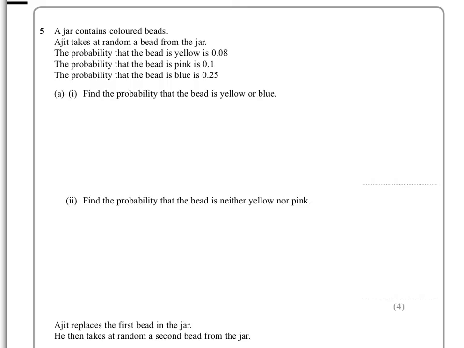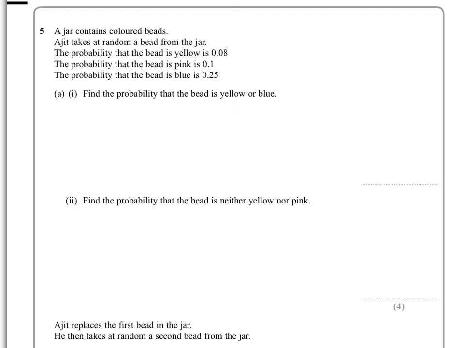In question 5, we're told that there's a jar that contains coloured beads, and that when Ajit takes a random bead from the jar, there's various probabilities. Part 1 is quite straightforward. It's find the probability that the bead is yellow or blue, and that's the key word, or. The or rule in probability tells us to add the probabilities.